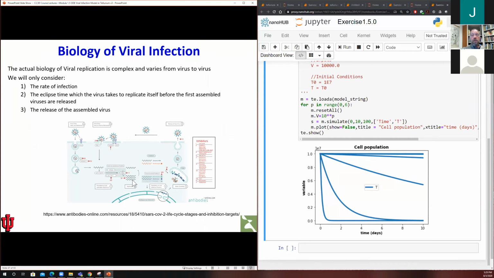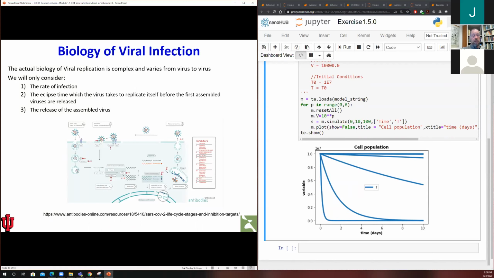We're not going to deal with the complexities of RNA replication, protein synthesis, packaging, or anything else. We're only going to consider the affinity of the virus for the receptor on the surface of the cell, which determines the rate of infection, that's the beta parameter. The time it takes from the first infection to the time of viral release, that's the eclipse time, and the amount of virus produced per unit time by an infected cell. Those are the only things that we're going to take away from this intrinsically rather complex process.